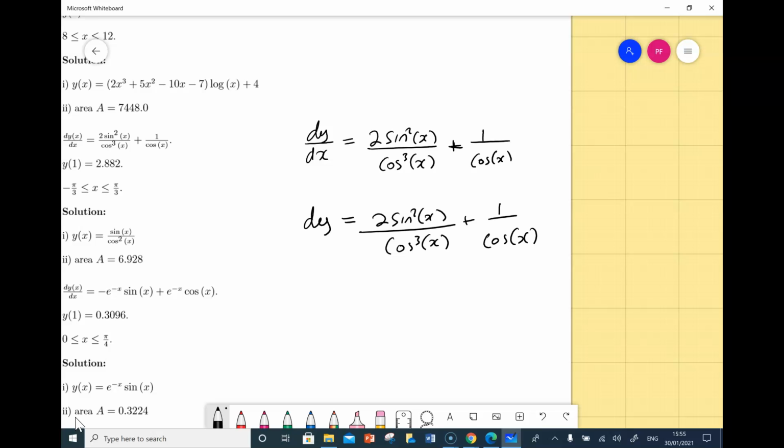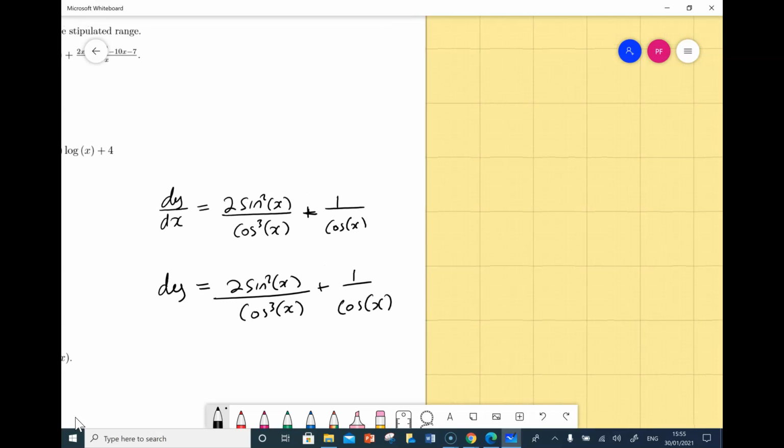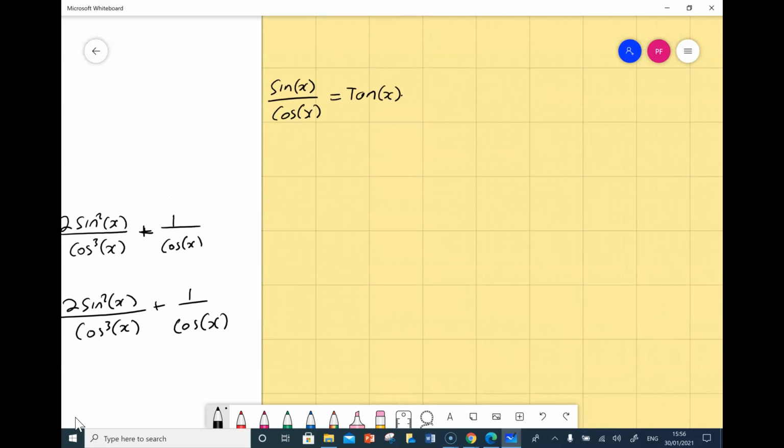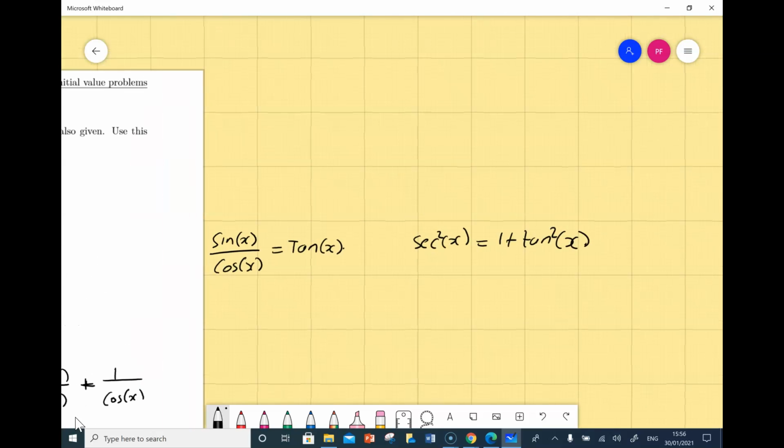Okay, so there's a couple of formulas we're going to utilize in this one. The first thing we're going to look at is that anywhere I have sine x over cos x, I can call that tan x. The second formula I'm going to use is for sec squared x. So if I had sec squared x, I could write that as 1 plus tan squared x.